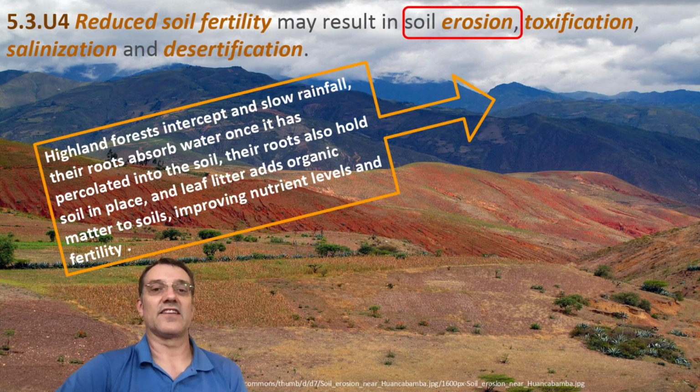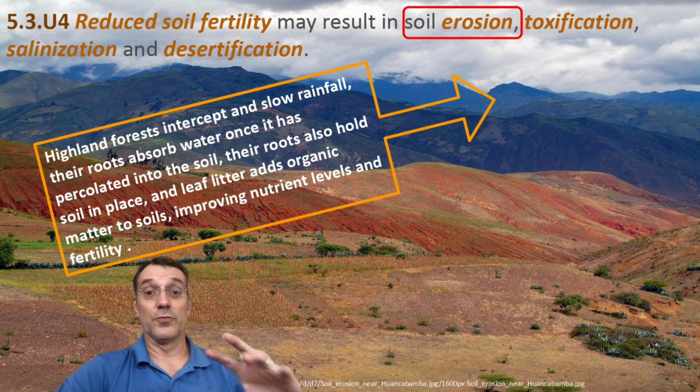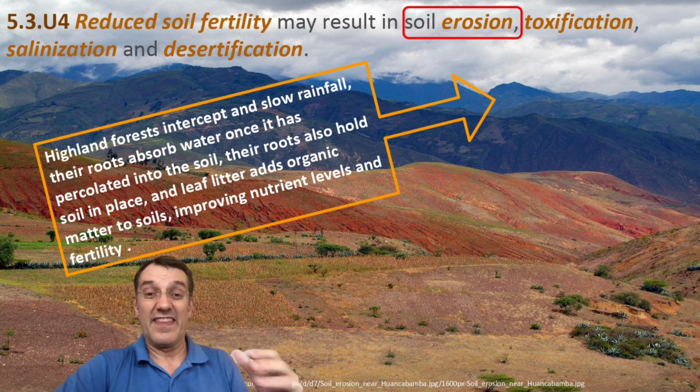This detailed landscape shows us how soil erosion develops over time. Highland forests in the background naturally intercept and slow rainfall, and their roots absorb water and they hold the soils in place. Then the leaf litter adds organic matter to the soils, and that improves nutrient levels and fertility.